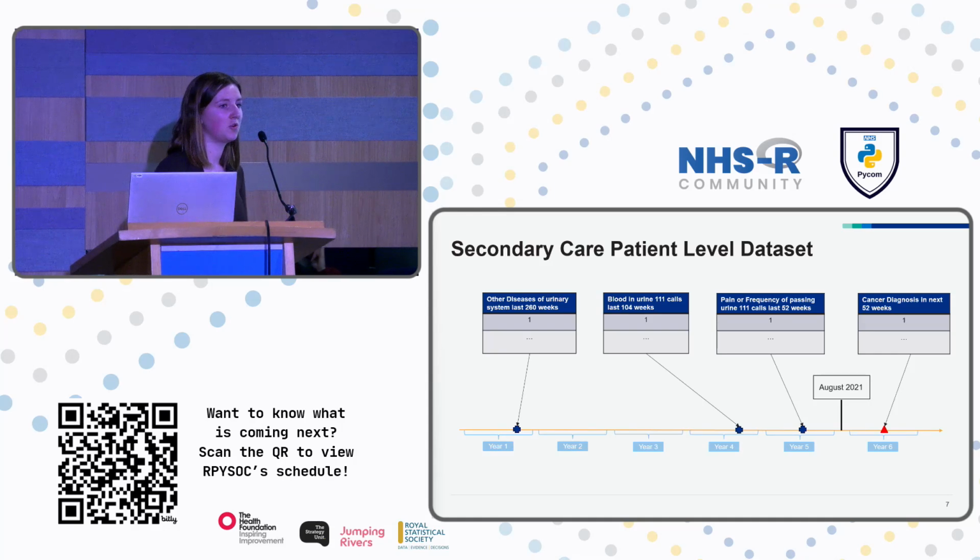In terms of 111 calls, this data only goes back to April 2018, so we can only go back to get those last 52 weeks up to that time point. But as I explained with the secondary uses service data set, we get out those diagnoses and comorbidities, and we use ICD-10 codes to derive these categories. So for example, the other disease of the urinary system in the last 260 weeks is derived from that.